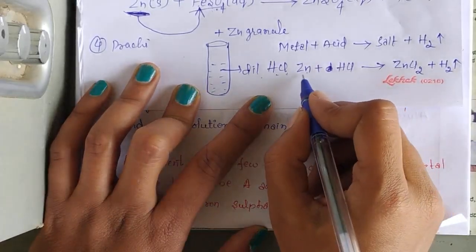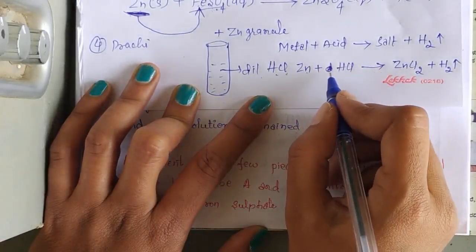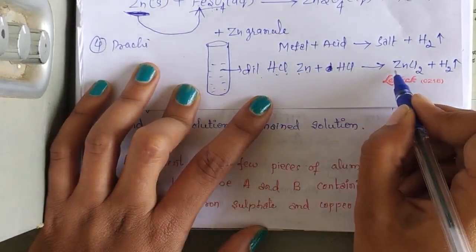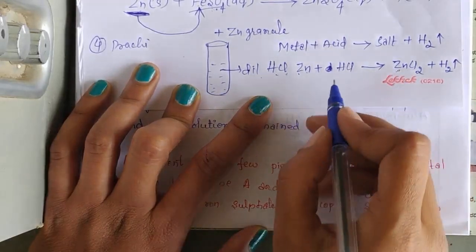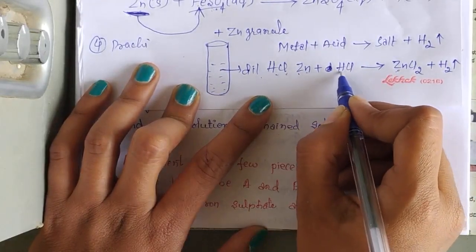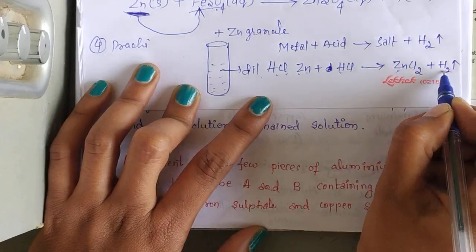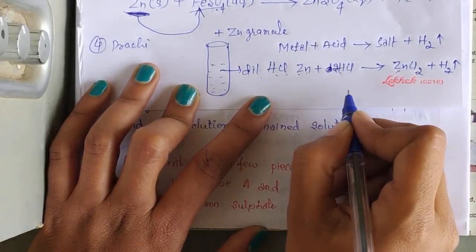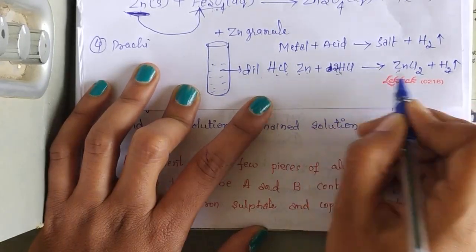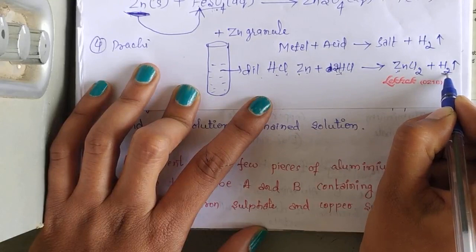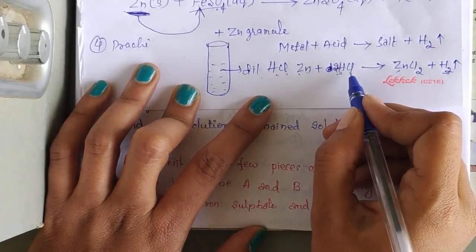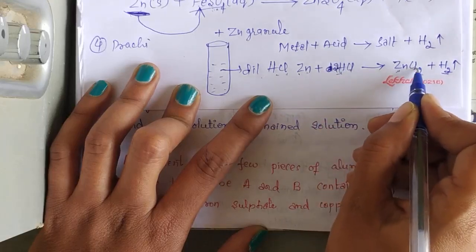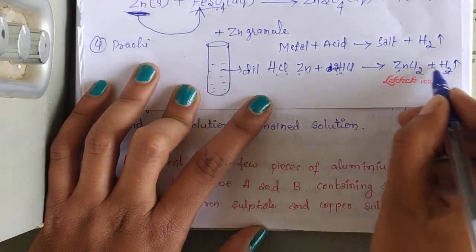Now this equation is not balanced. We have to balance this chemical equation. See here, one zinc, in product side also one zinc. Now see hydrogen atoms. In reactant side one hydrogen is there, but in product side two hydrogen atoms are there. So to balance, we have to multiply by 2. So now here 2 hydrogen, here also 2 hydrogen atoms. Now see the number of chlorine atoms. In reactant side 2 chlorine atoms, in product side also 2 chlorine atoms. Now this chemical equation is balanced.